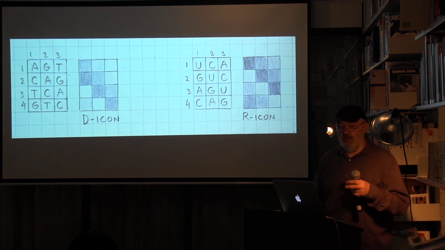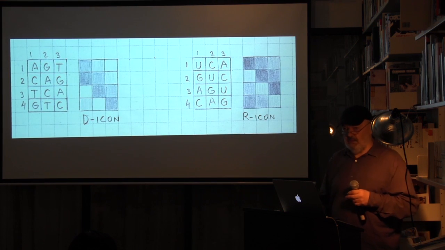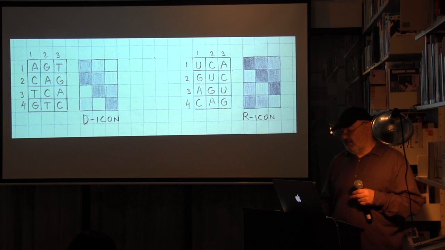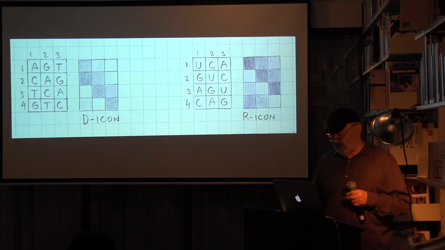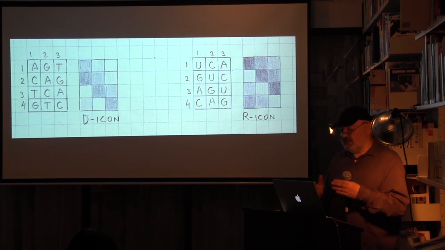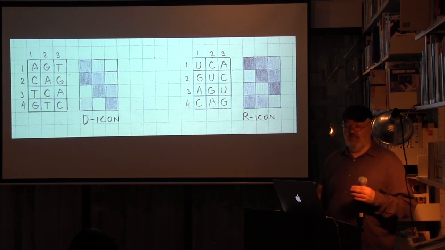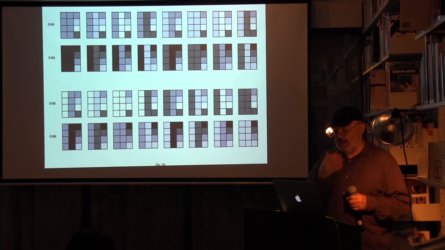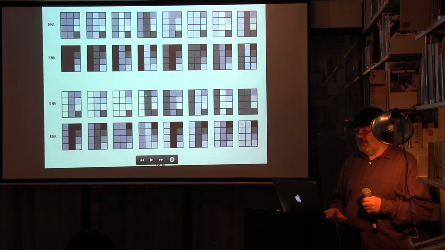So this we will call the D icon, and on the right end we see something that we can call the R icon. And again, if you compare the letter representation with the visual representation, you can clearly see the visual difference. These are DNAs, D icons, and these are R icons. They all correspond to each other.